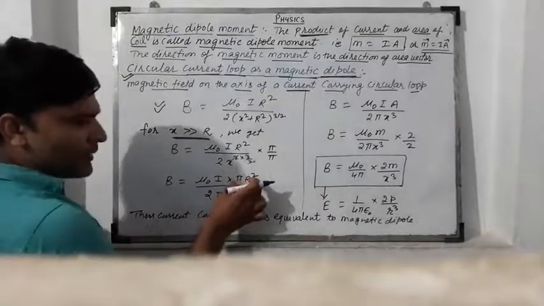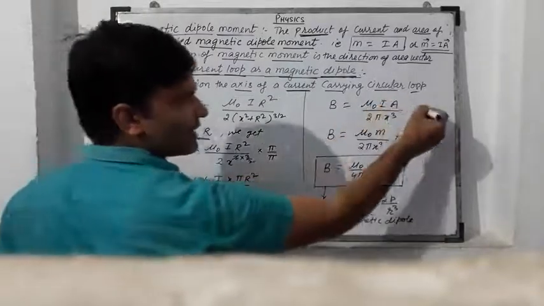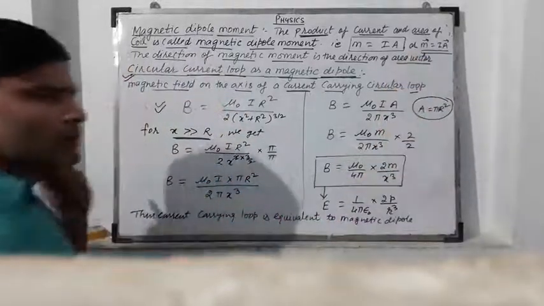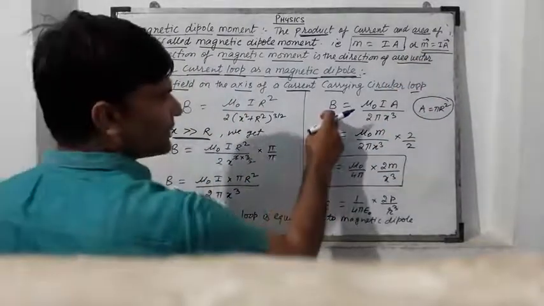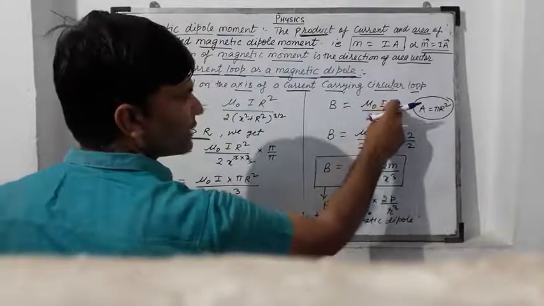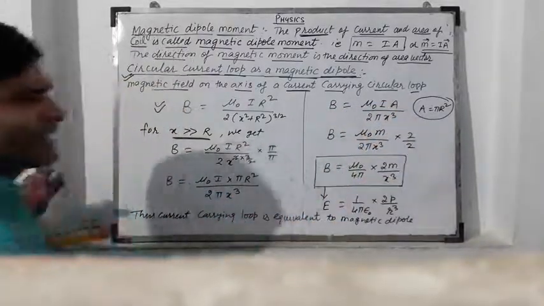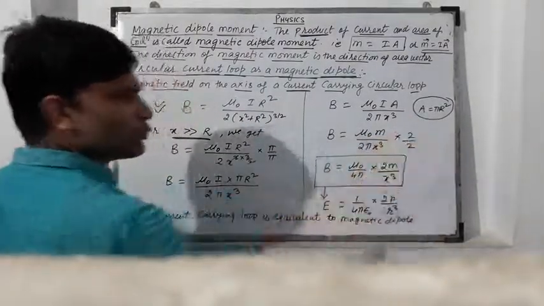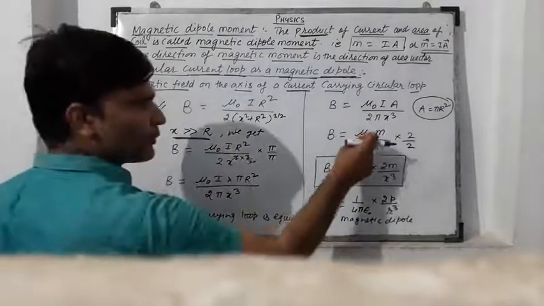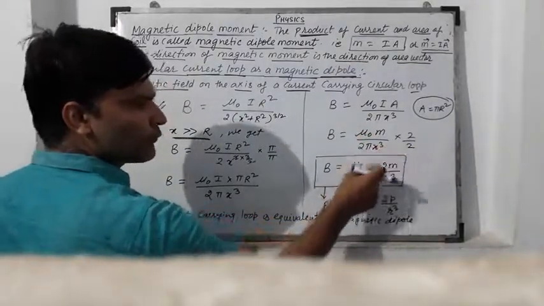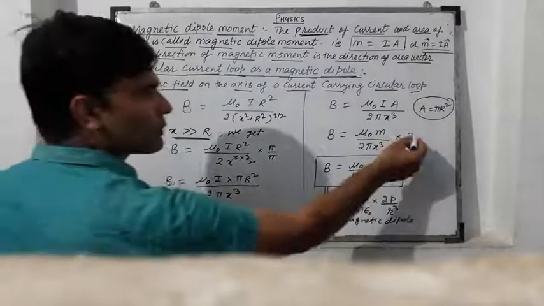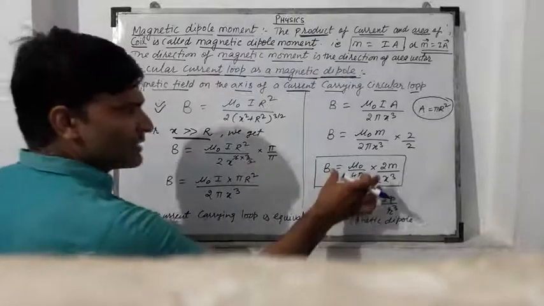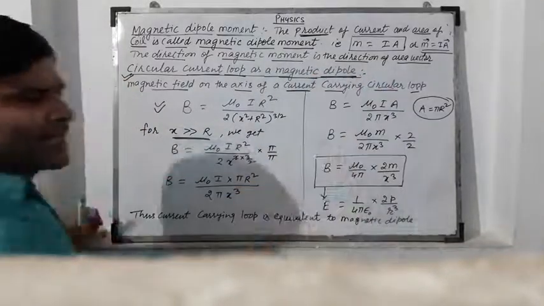But pi r square is A. A is equal to pi r square. So B is equal to mu naught I A upon 2 pi x cube. Now multiplying and dividing this equation by 2, we get mu naught upon 4 pi, and 2m upon x cube. This is the formula for magnetic dipole.